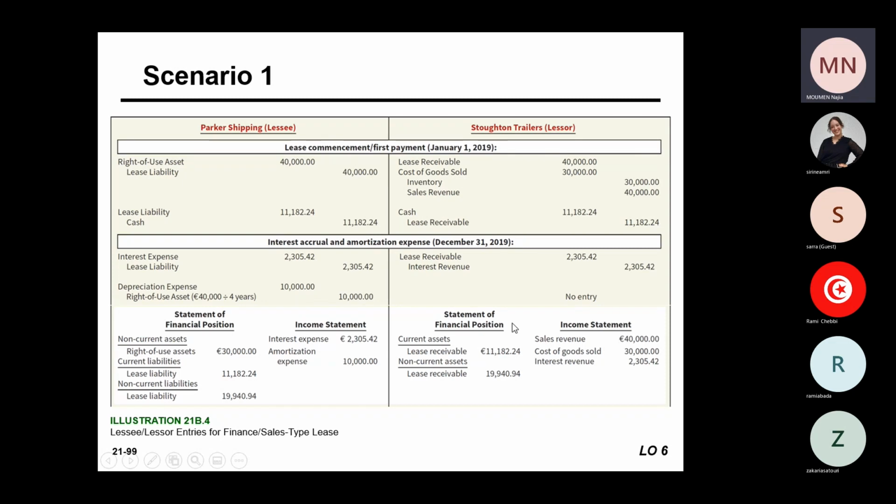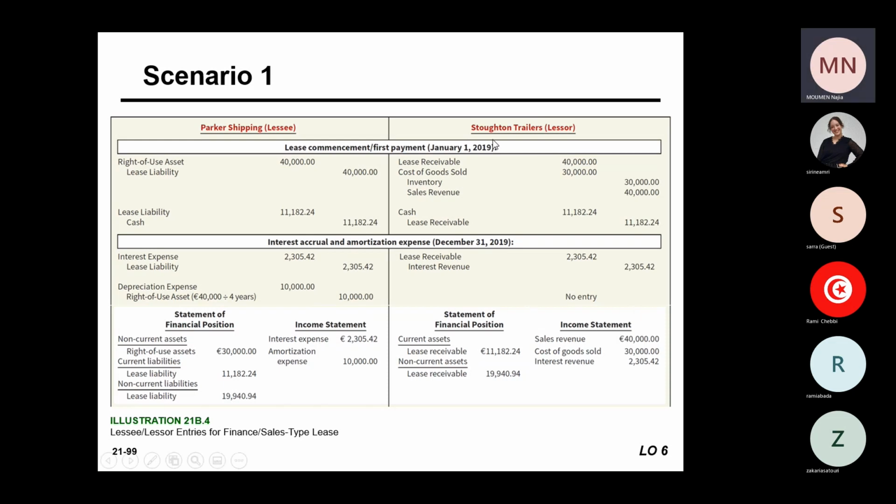In the income statement, don't forget we have the interest expense and the depreciation expense. The amortization or depreciation expense is shown in the operating expenses, and the interest expense will be in the other income and expenses section.